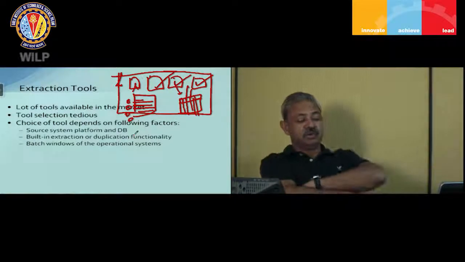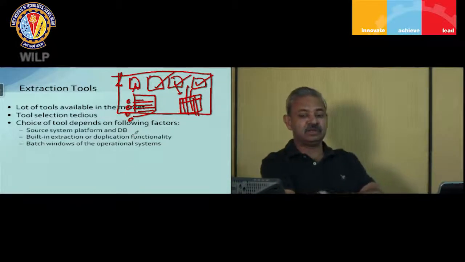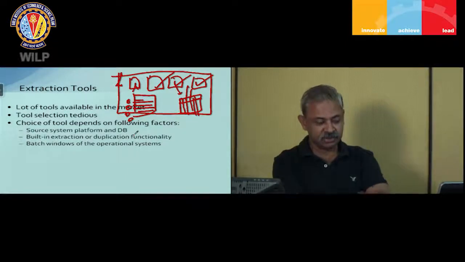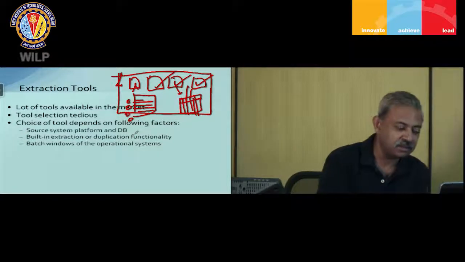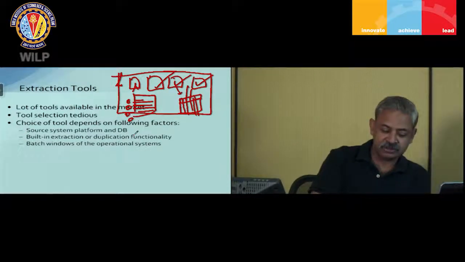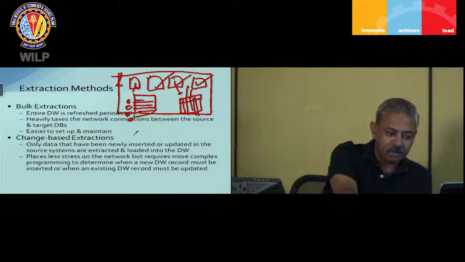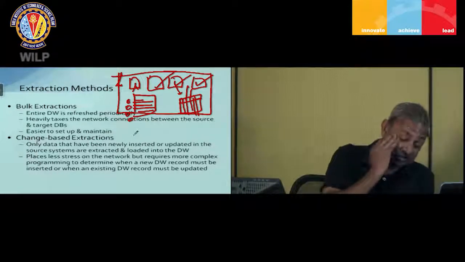So what is the window size? How much time do you have for the operational systems? Because as I told you, every period of time you need to refresh your data warehouse, right? So what is that batch window of the operational systems? How much time do I have to do that? And then there are extraction methods. There are 2 types of methods.